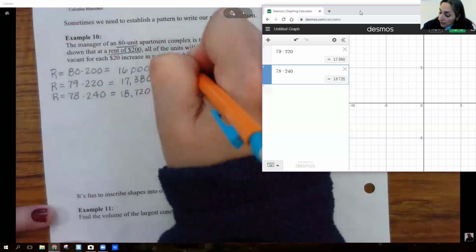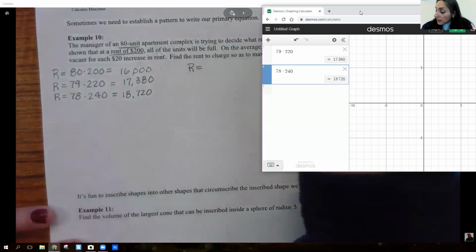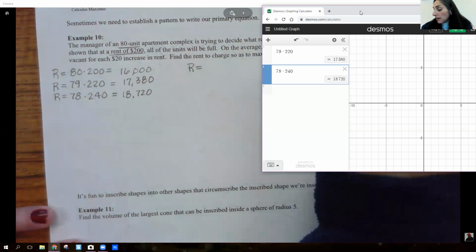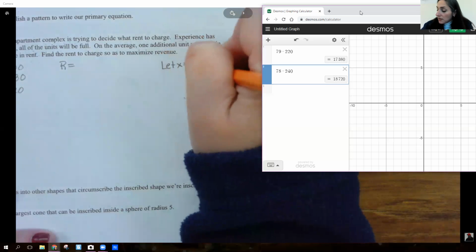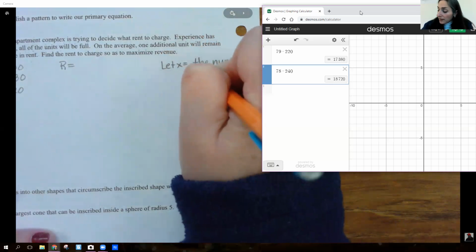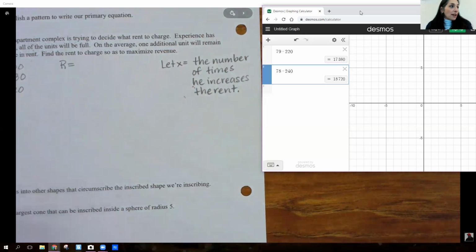So your function is going to be R, for revenue. And we have to let our variable, let X be, the easiest way to say this, the number of times he increases the rent. So let X be the number of times he increases the rent. The first time he increases the rent, X is going to be 1. The second time he increases the rent, X will be 2, and so forth. If we can figure out when that maximum revenue occurs, then we can figure out how much rent he can charge. Okay, let me move Desmos over just a little bit here.